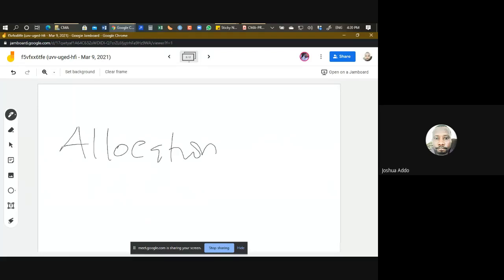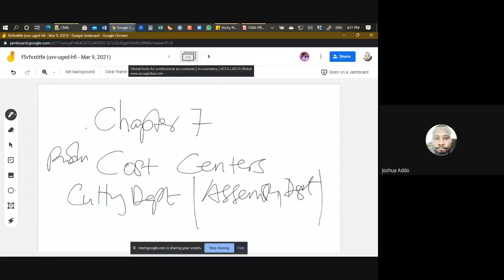Allocation. But you realize that there will be some costs that are general to the departments. There will be some activities that benefit the cutting department, the assembly department, and the labeling and finishing department. It's general to them, and for such a cost, we cannot allocate because we cannot know which one it exclusively belongs to. It belongs to all of them. For such a cost, we have to apportion.